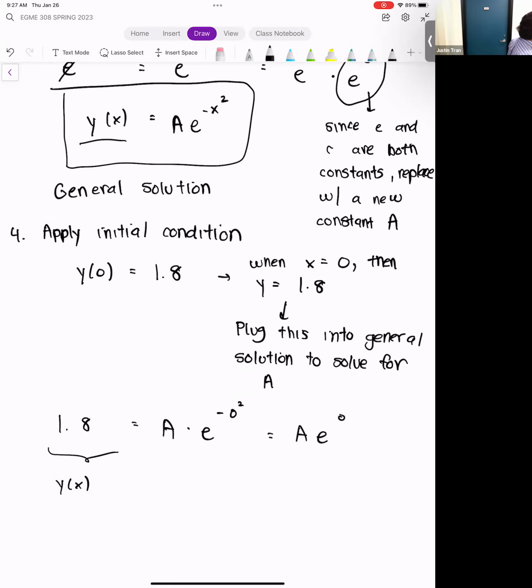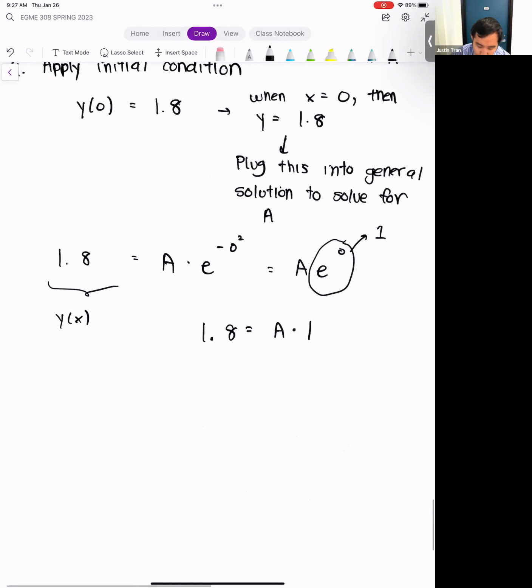Another math rule that we know is that when you raise something to the 0 power, this is just equal to 1. Okay. So any number raised to a 0 power just equals 1. And so when we simplify this, we get 1.8 is equal to a times 1. You can divide both sides by 1 if you want, but it's kind of redundant. And so we get a is equal to 1.8 based on our initial condition.